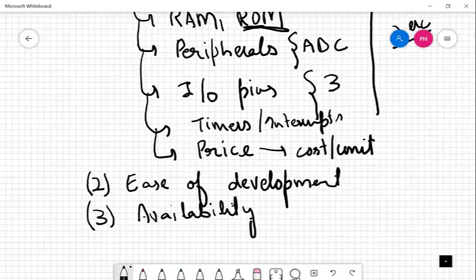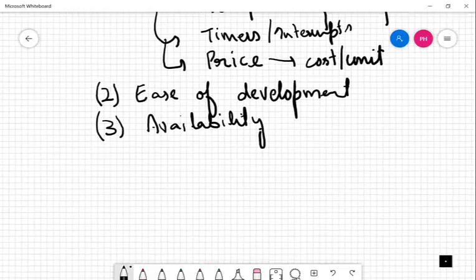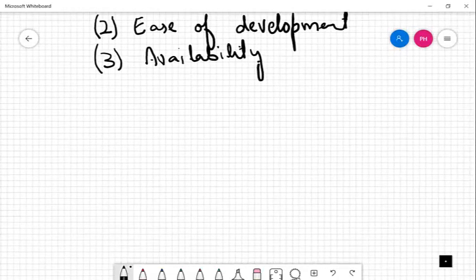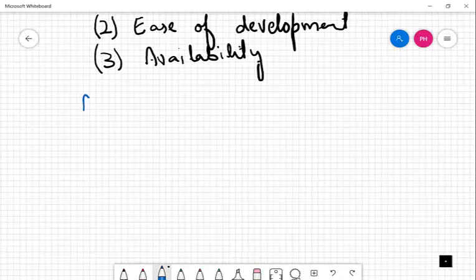Last time we had discussed a few microcontrollers, like 8051, PIC16, PIC18, and AVR microcontrollers. I have decided that in this course, we will be discussing AVR microcontrollers.